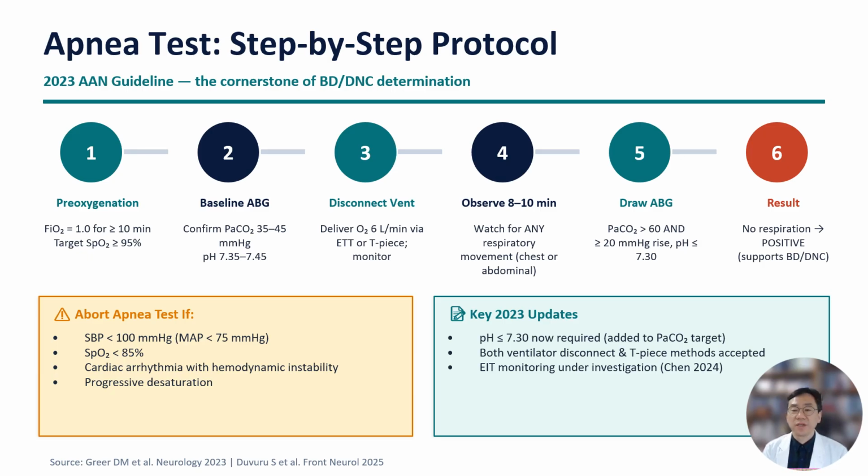Now, when do you abort? Abort immediately if the SBP drops below 100 mm of mercury, SpO2 falls below 85%, there's a hemodynamically significant arrhythmia, or the patient is progressively desaturating. Patient safety always comes first. If you abort, you will need the ancillary test, which is our next topic.